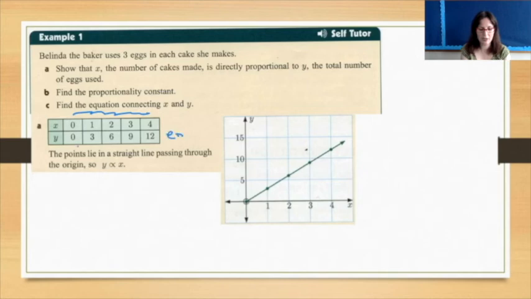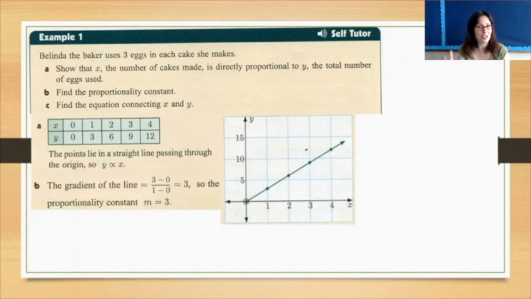Here are the different numbers of cakes and here are the different numbers of eggs in the y term. So how to show that? We can graph it and you can see that they are in a straight line to each other, and therefore we show that they're directly proportional. Next it asks us to find the proportionality constant. Remember, that's fancy words for the slope or the gradient or how much is changing each time. It's the number of eggs, and it's changing by 3 eggs each time.